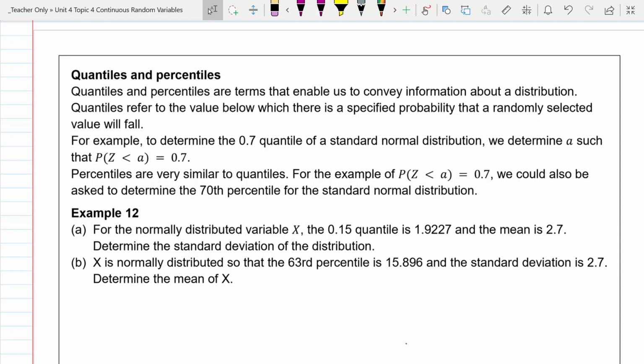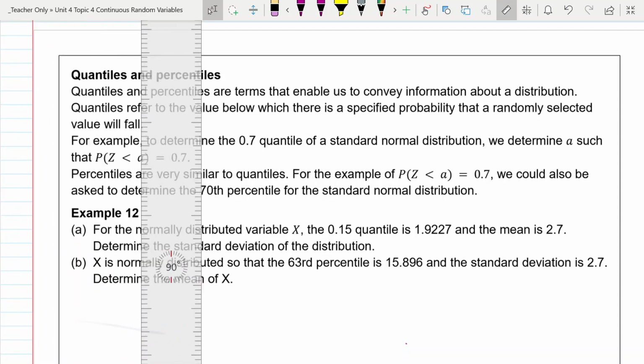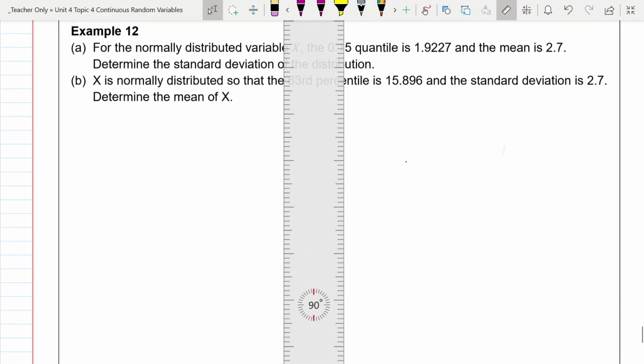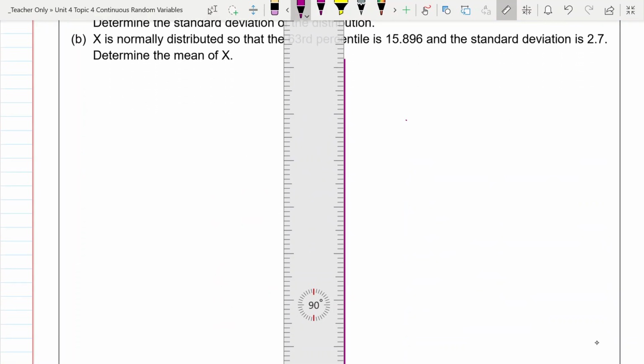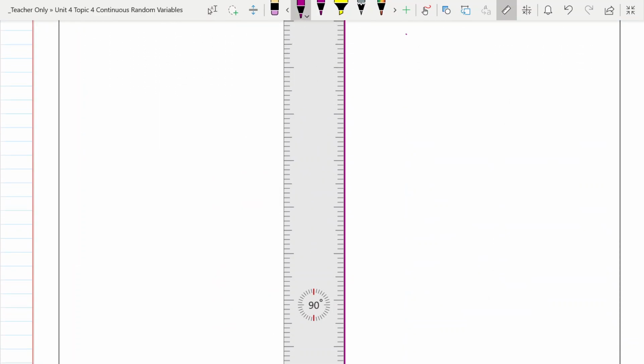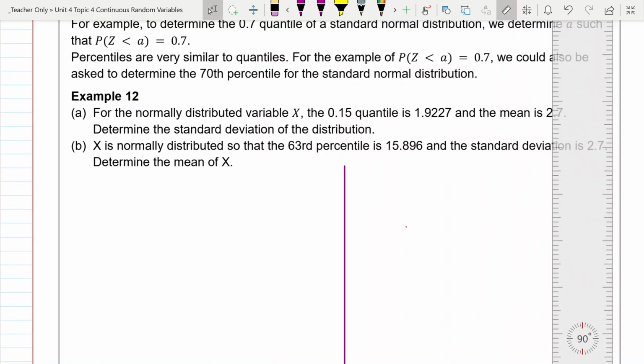Okay, so for example, and it's always about a value below the value. So for example, to determine the 0.7 quantile of a standard normal distribution, we're looking for A such that the probability of Z being less than A is equal to 0.7. And that could also have been asked in a way of saying, find the 70th percentile. So when you're looking at quantiles or percentiles, you're actually looking for the area under the curve.